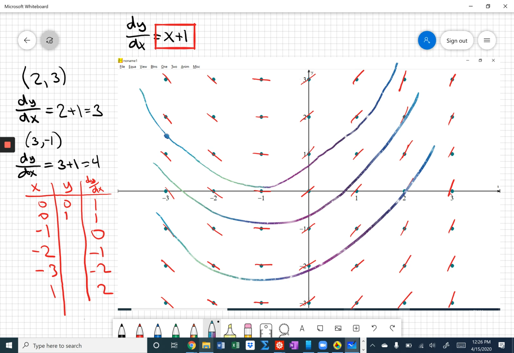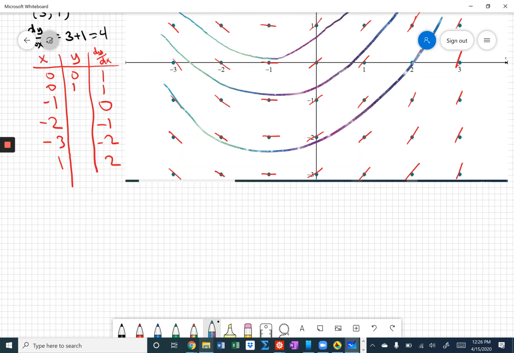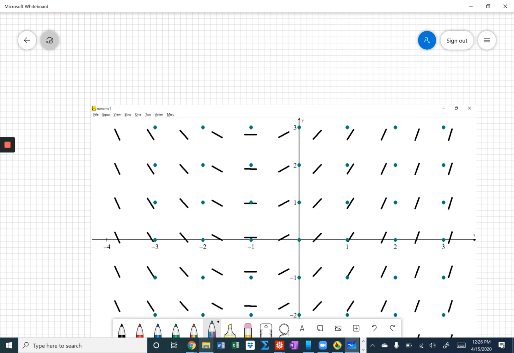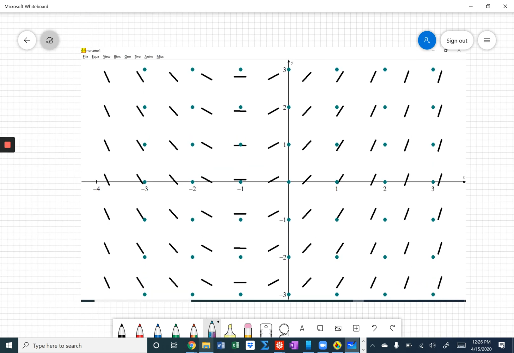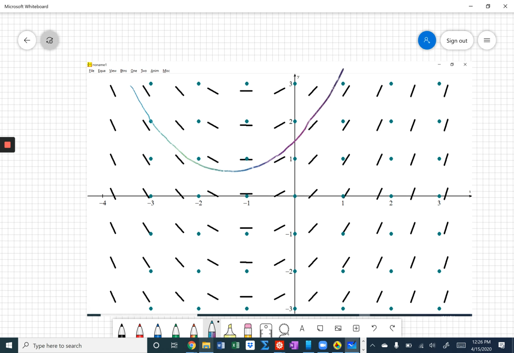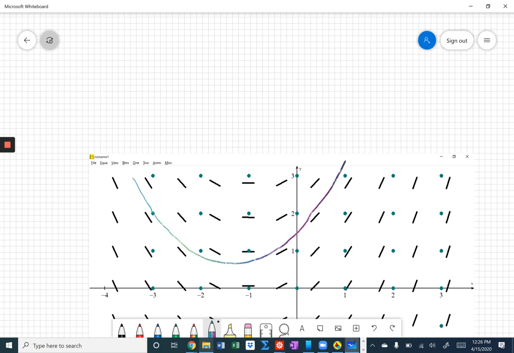In fact, let me show you a different view of this. This was a computer generated version of the slope field. So it's a little more precise than mine, of course. And again, if I was to draw in a solution curve, trying to be a little bit careful, it would look something like this. Okay, might be a little bit better parabola. The vertex is a little bit off.